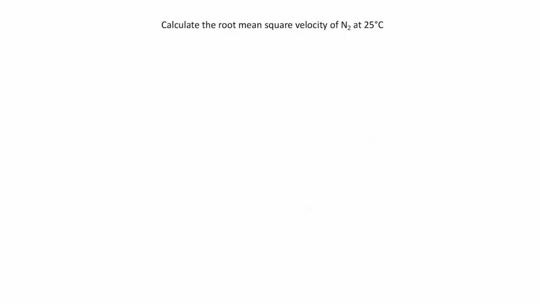Alright, so in this question, we're asked to calculate the root mean square velocity of nitrogen gas at 25 degrees Celsius. The first thing we're going to do is write out our equation for the root mean square velocity. So we have the square root of 3RT divided by m. Now R is the gas constant, and that's 8.3145 joules per mole per Kelvin.